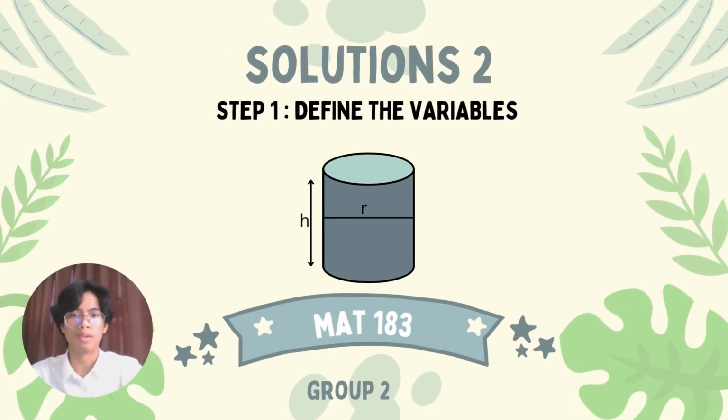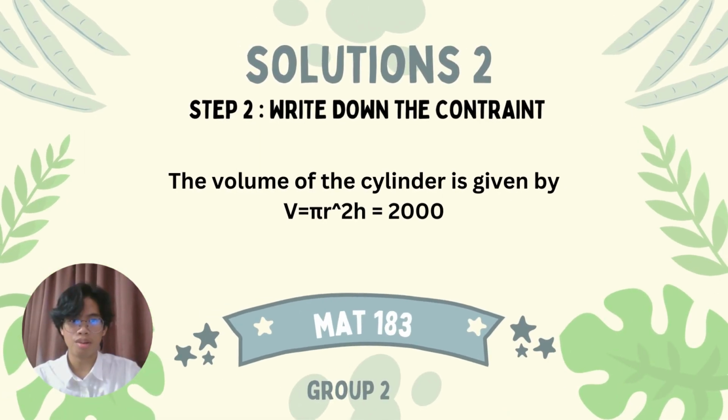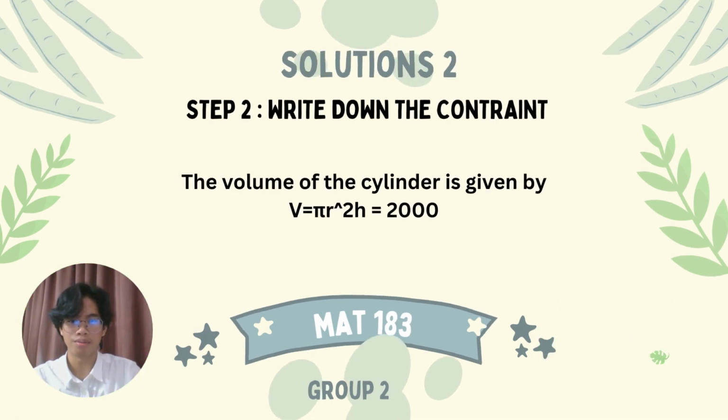First step, we need to define the variable. So we have a cylinder here, which is the container, and then we just label H for height and R. Second step, we need to write down the constraint. For this question, we need to write down the volume of the cylinder, which is V equals pi R squared H equals 2000.